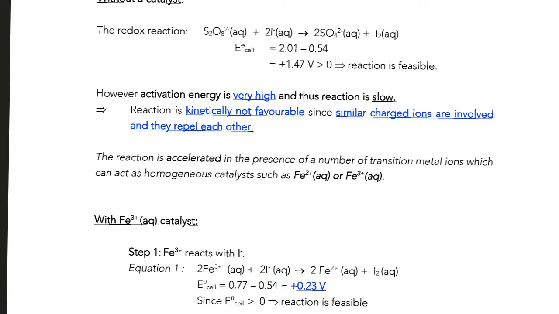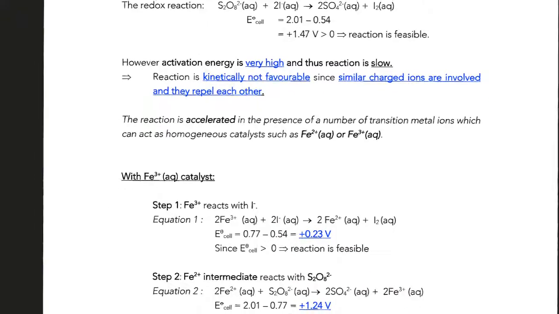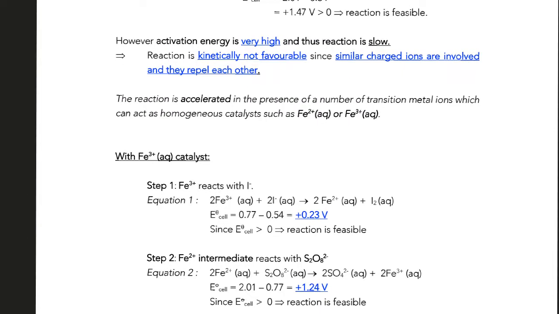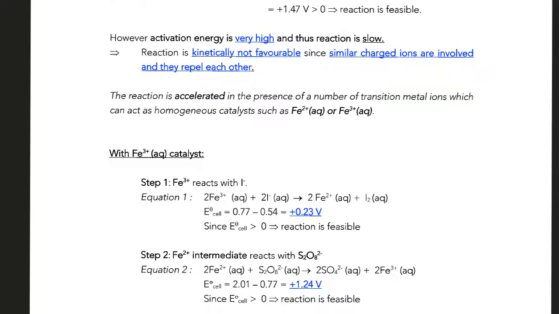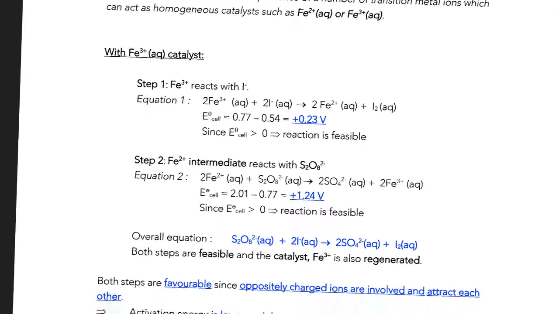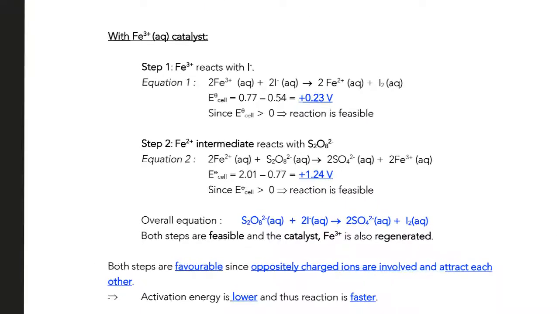Now after it becomes iron 2, the iron 2 can go to your peroxodisulfate and react with it. The iron 2 reduces the peroxodisulfate, and therefore the iron 2 gets oxidized back to iron 3, so my catalyst is regenerated and can do another round of catalysis. In the process, the peroxodisulfate also reacts with a cation species, and therefore this is a much faster reaction, because now oppositely charged ions are involved and they attract each other, and this speeds up the reaction by lowering the activation energy.